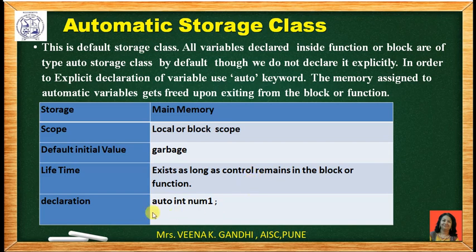So we declare this variable like this. The auto keyword is optional. First the storage class, then we define the data type, and then we define the variable name. So auto int num1.